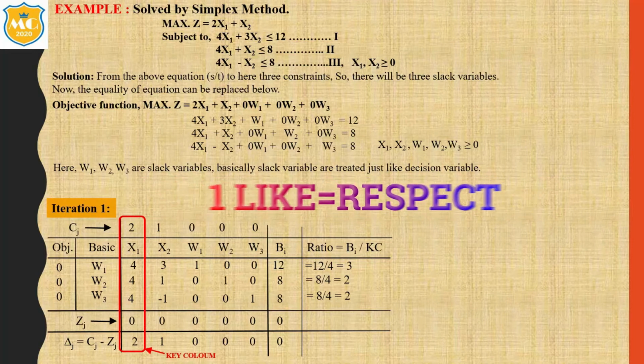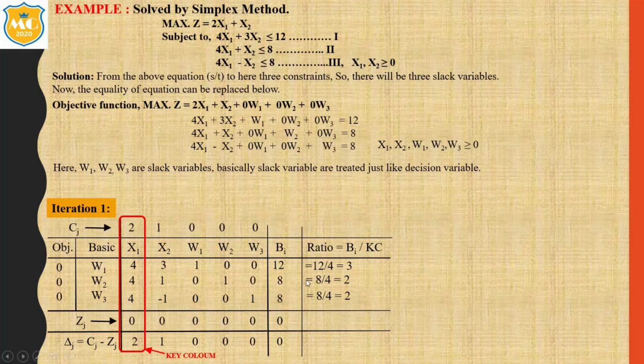But here in row 2 and row 3, the values are the same. So it's a tie. Okay, so this situation is called degeneracy in a simplex method. Now how to find out the key row? So first we understand the key column.